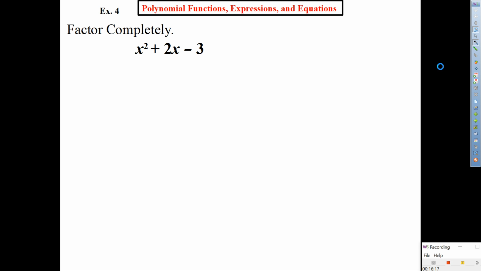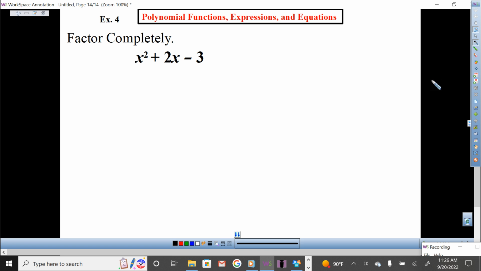So, is it in standard form? Yes. Is there a GCF? No. So, what goes on top? Negative 3. Yes, that's our product, because there's an invisible 1 here times negative 3. That's negative 3. What goes underneath?